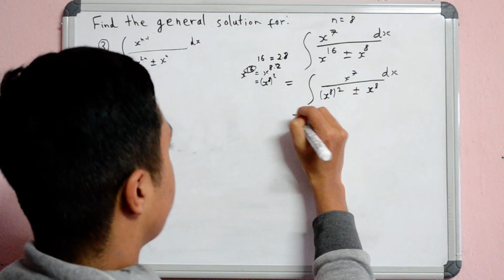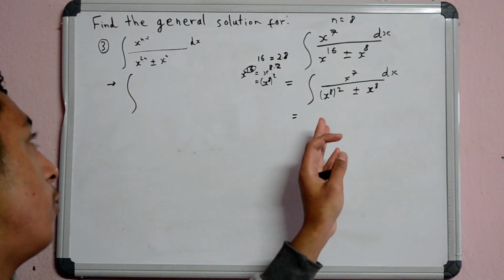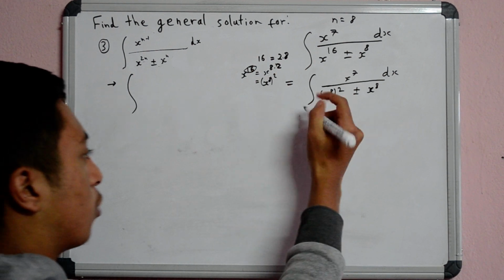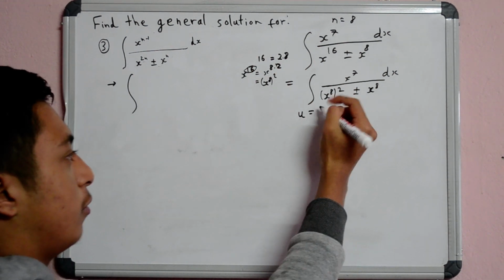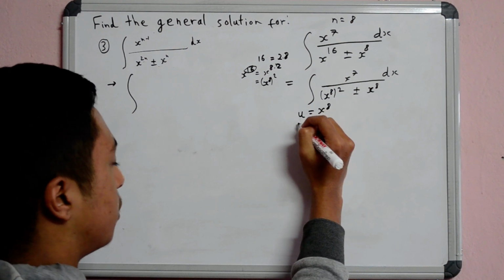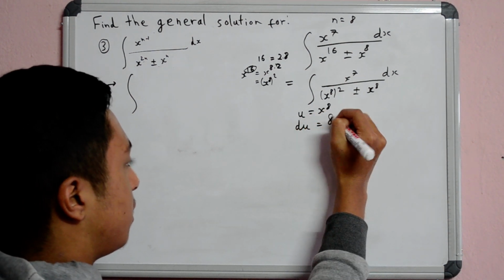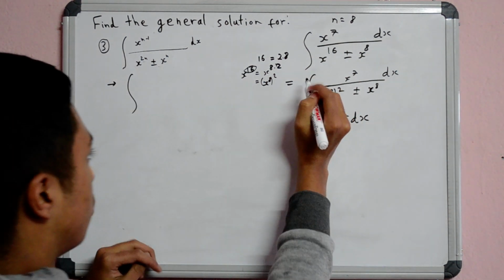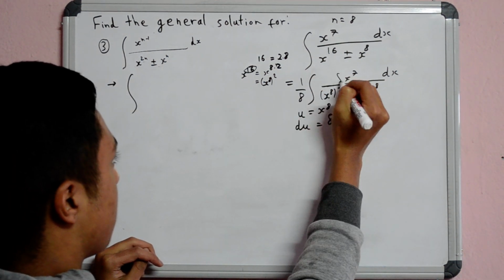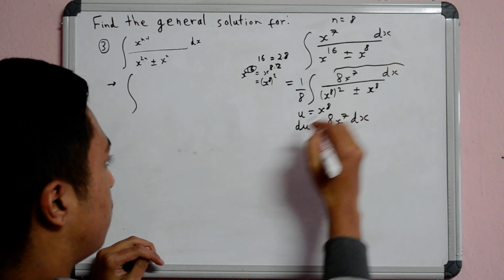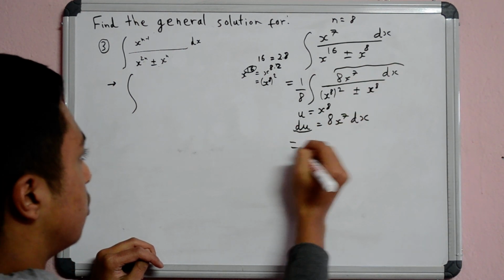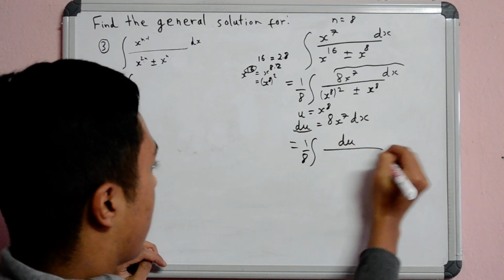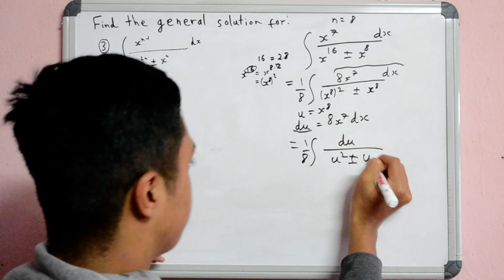dx. Now, if you watched my first video on finding the general solution, you can just do a quick substitution for x to the power 8, which would give us 8x to the power 7 dx. So we divide by 8, multiply by 8, and this numerator part will be the du. So this will be 1 by 8 du by u square plus minus u.